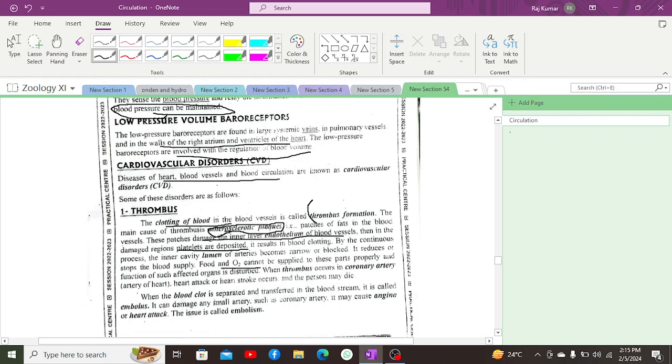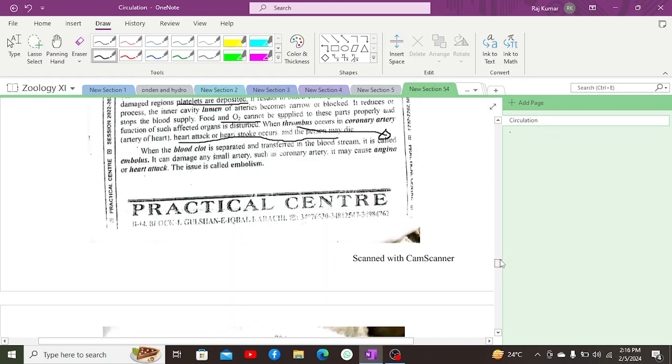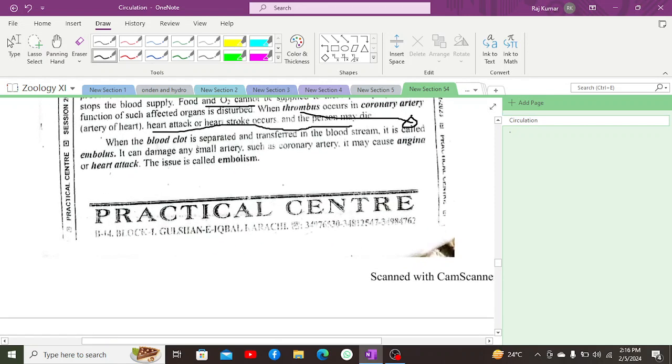When a thrombus occurs in a coronary artery, a heart attack or heart stroke occurs, and the person may die. So it is also known as coronary thrombosis, in which a heart attack occurs, and the person can eventually die as well. Eventually, not immediately, because in a coronary artery that can be a serious case.